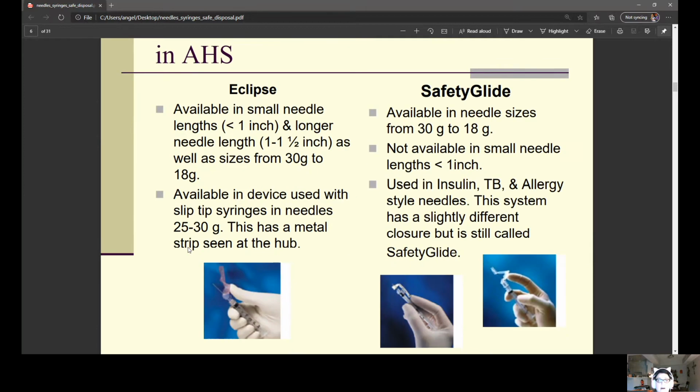This is just talking about, again, the different types. There's an Eclipse kind in the safety slide. This is talking about the needles themselves and the lengths that they're available in, and what they're safe to use for and what they're not safe to use for.